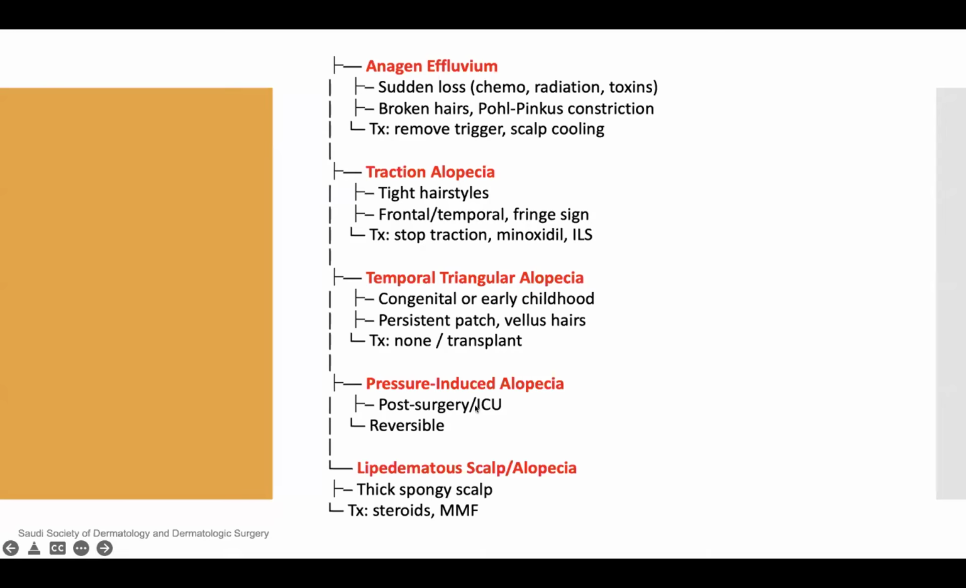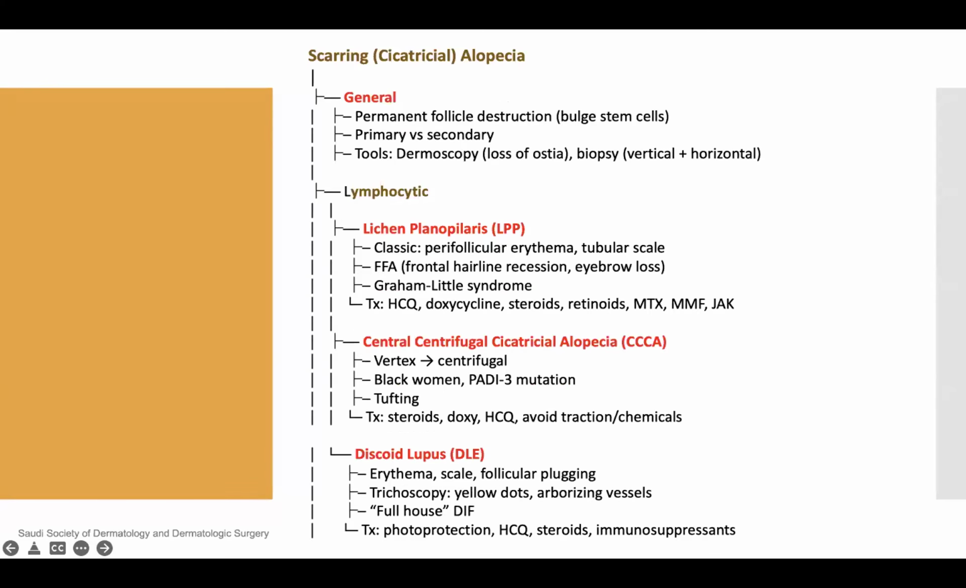Pressure-induced alopecia, usually post-surgery in ICU, and it's reversible. And lipedematous scalp alopecia, as we mentioned, is a thick, spongy scalp related to lymphatic dilatation. Treatment: steroid and MMF. Okay, so this is also a summary of the scarring or cicatricial alopecia.